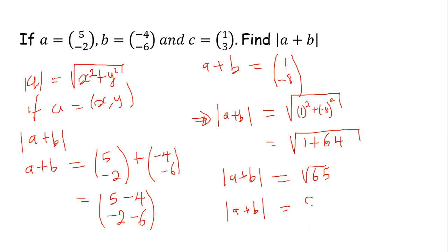It gives us 8.0624. If we round off to 4, it's more. So that would be the magnitude of our vector A plus B.